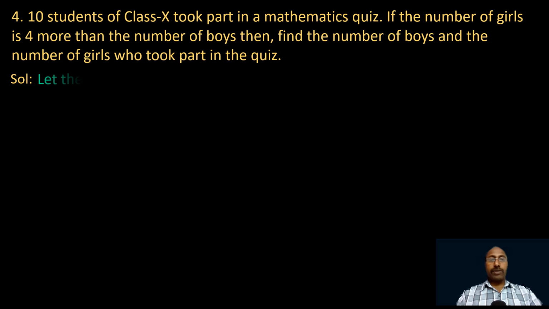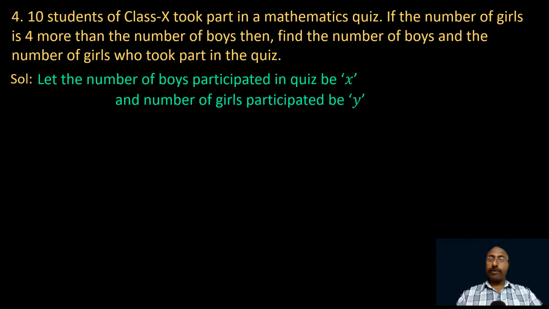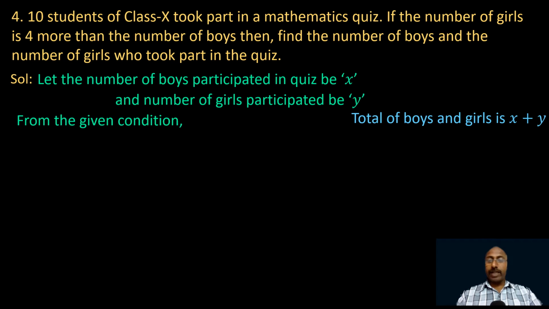Okay, so let the number of boys who participated in the quiz be X, and the number of girls be Y. It is given that the total number of students who participated in the quiz is 10. The total number of students is the number of boys plus the number of girls, that is X plus Y. So we have X plus Y equal to 10. That is equation 1.